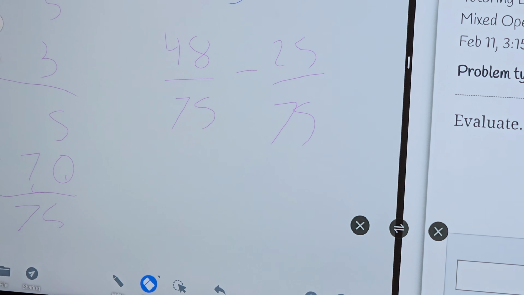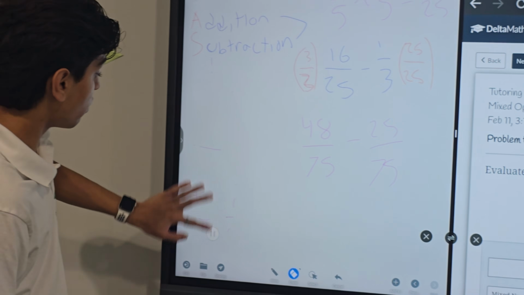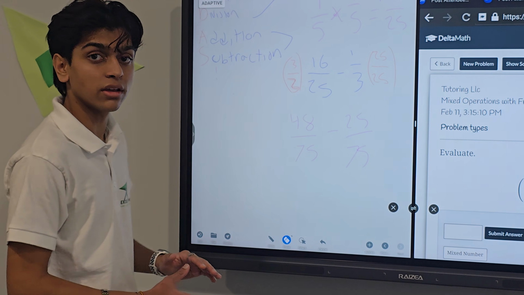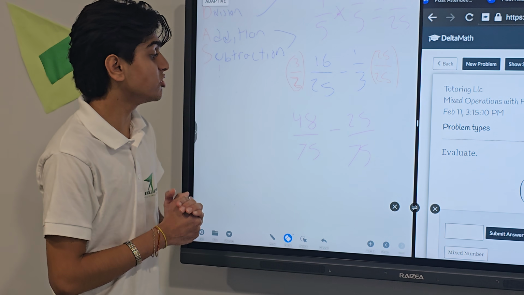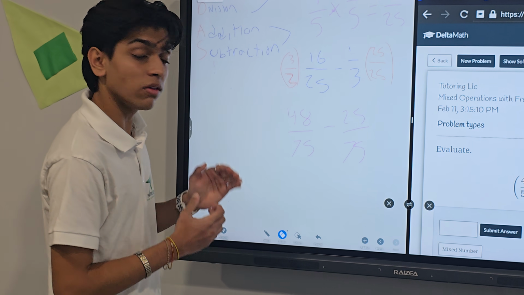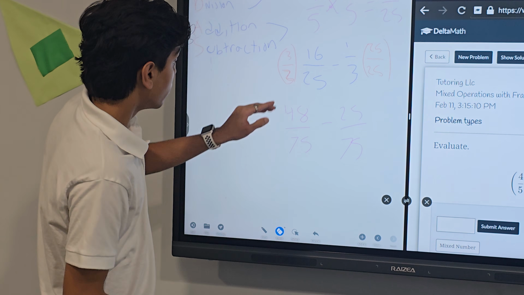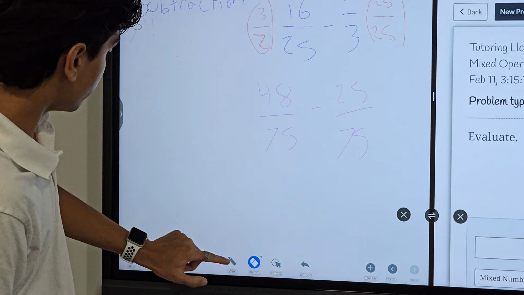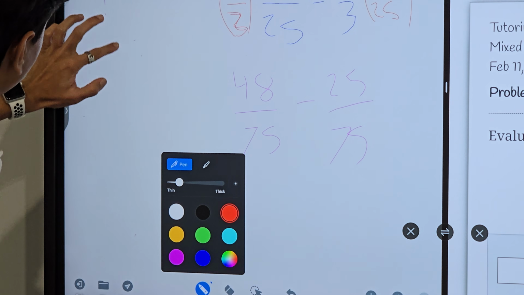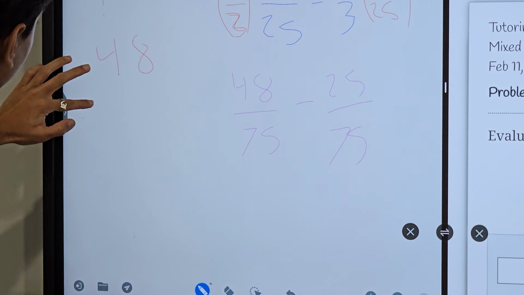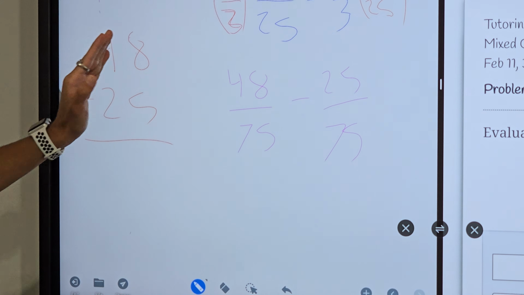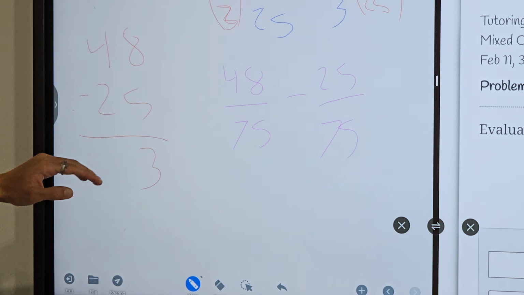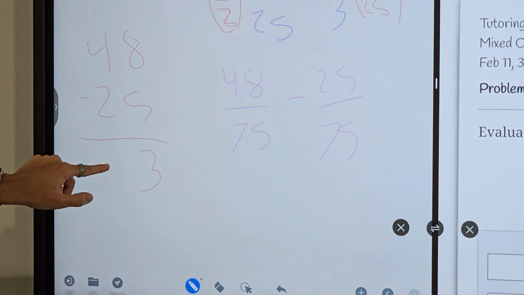Now we have found common denominators for both of our fractions, so we are able to subtract. When we are subtracting, the denominator remains the same. The only thing that changes is our numerator. So now let's find out what our numerator will be. 48 minus 25. Now let's focus on the ones column first. 8 minus 5 is 3. Then we do 4 minus 2, which is 2.